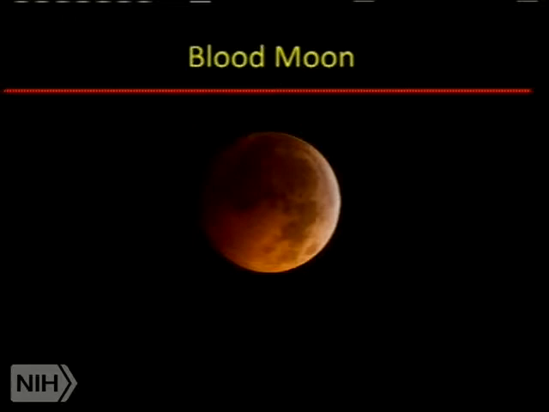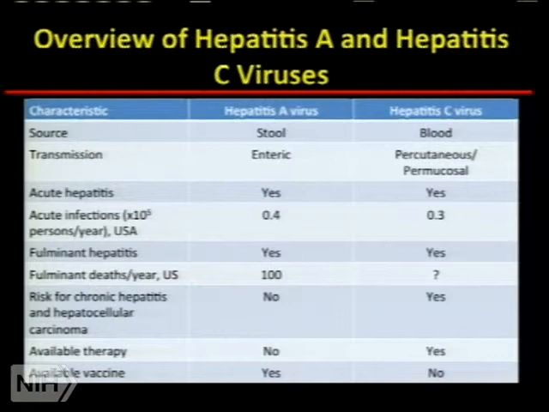Beautiful red moon. So what I'd like to start with is an overview of hepatitis A and hepatitis C viruses. And Wynn has sort of alluded to some of the similarities and differences between them. As he indicated, hepatitis A is transmitted primarily from stool, whereas hepatitis C through exposure to blood. And the route of transmission is enteric or intestinal in the case of hepatitis A, whereas in hepatitis C, it's through percutaneous or permucosal exposure.